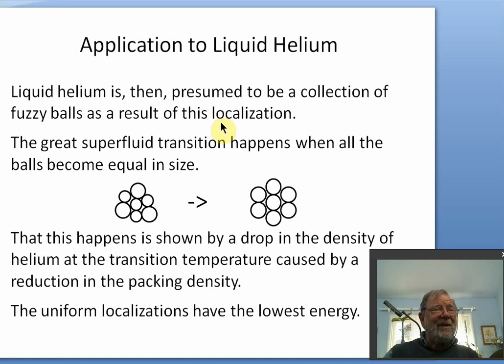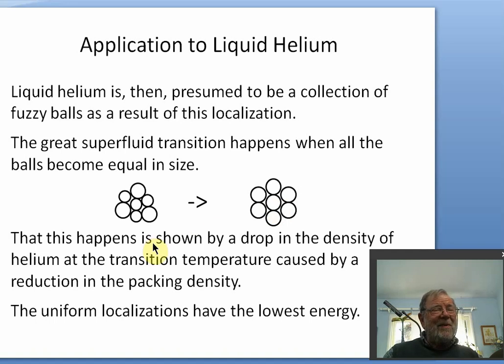Application to liquid helium. Liquid helium is then presumed to be a collection of fuzzy balls as a result of this localization. The great superfluid transition happens when all the balls become equal in size. Here we have a set of localizations of unequal size, and the transition is when they all become equal in size.